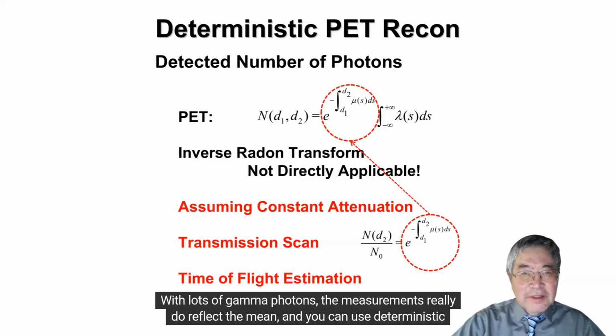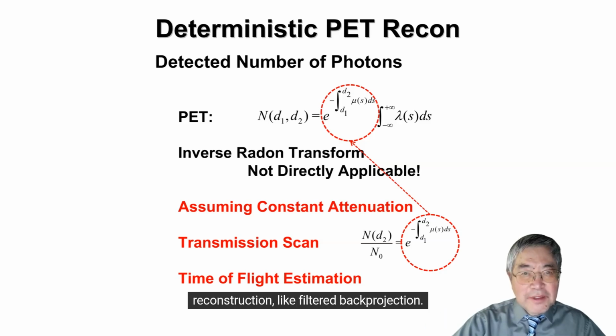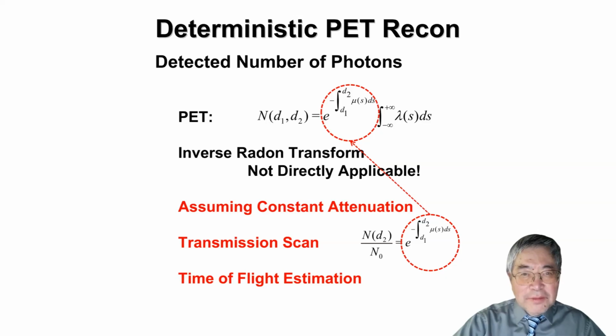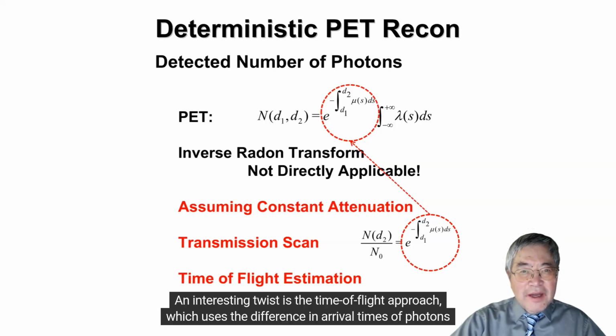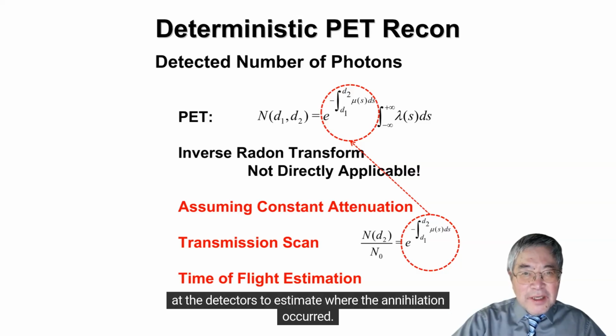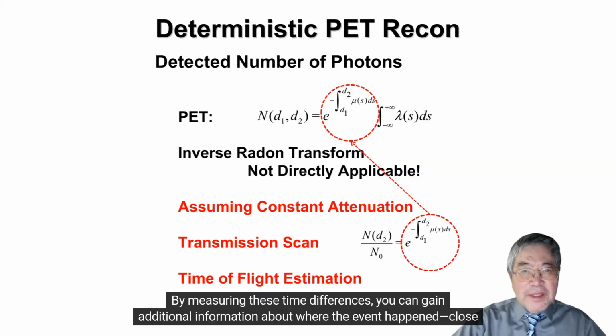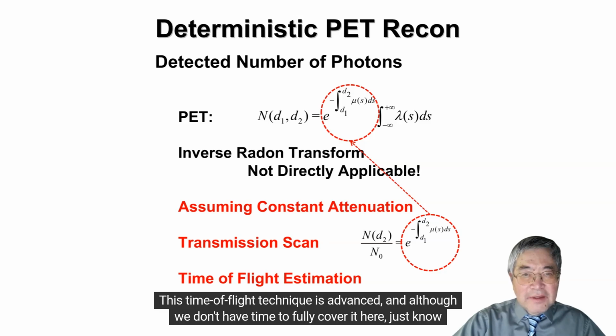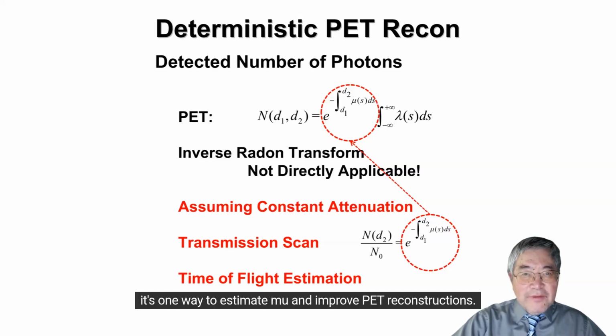With lots of gamma photons, the measurements really do reflect the mean, and you can use deterministic reconstruction like filtered back projection. If you know mu from a special transmission scan or by assuming it's the value for water, then your reconstruction is straightforward. An interesting twist is the time-of-flight approach, which uses the difference in arrival times of photons at the detectors to estimate where the annihilation occurred. By measuring these time differences, you can gain additional information about where the event happened, close to one detector or the other. This time-of-flight technique is advanced, and although we don't have time to fully cover it here, just know it's one way to estimate mu and improve PET reconstructions.